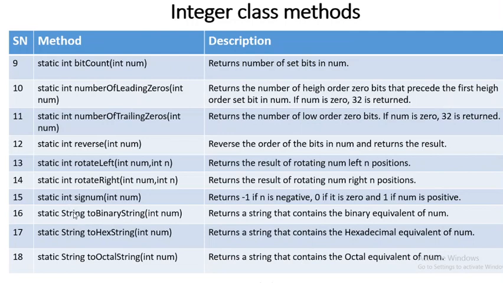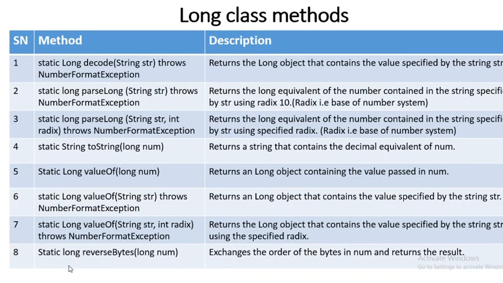Next, return type is string, toBinaryString(int num). Whatever number you specify here will be converted into binary, and as a string it will be returned. Return type is string, toHexString(int num). This integer number will be converted into a hexadecimal string and it will be returned. Return type is string, toOctalString(int num). This number will be converted into an octal string and that will be returned.